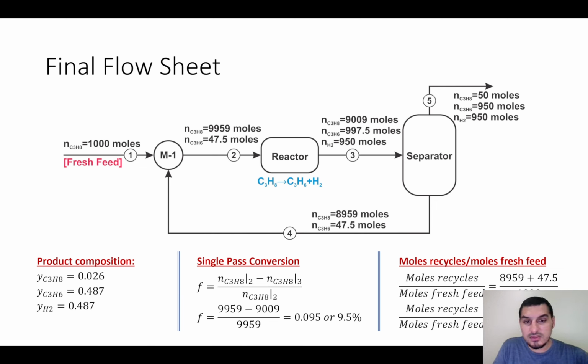The reason this is expected is because the conversion in the reactor is very low. And this means that there is a very big flow rate of the components that didn't react that are going to be returning back to the reactor. So this makes the load on the recycle stream very high. And that's why we have a very high ratio of recycle to the fresh feed.